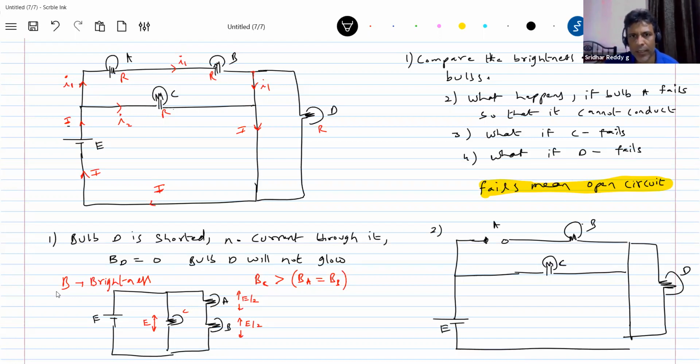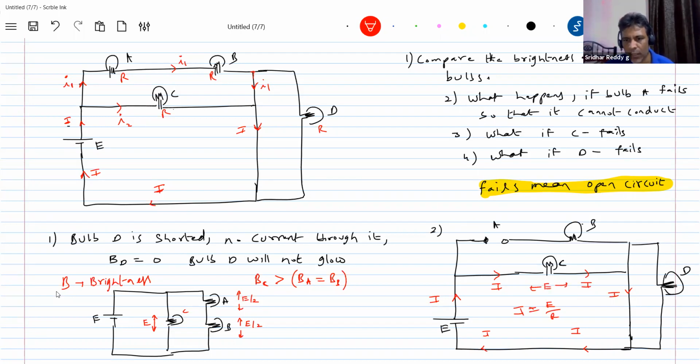What is the path of current? Trace the path of current. So current I will take the path like this. See, don't go by seeing and predicting the answer. It's a very simple circuit, you can do it. So what is I equal to? I equal to E by R. So all the voltage will drop across this one. Let R be the resistance of each bulb, let's assume.